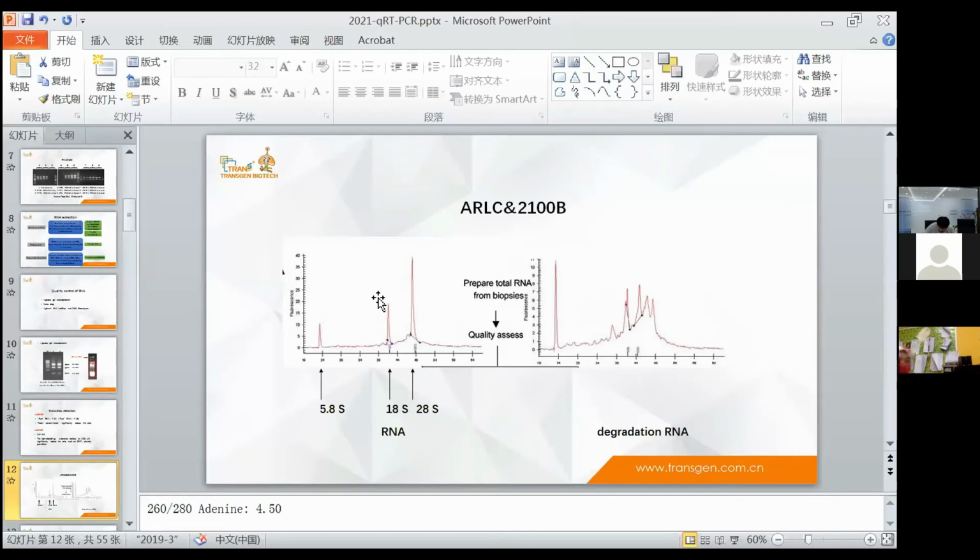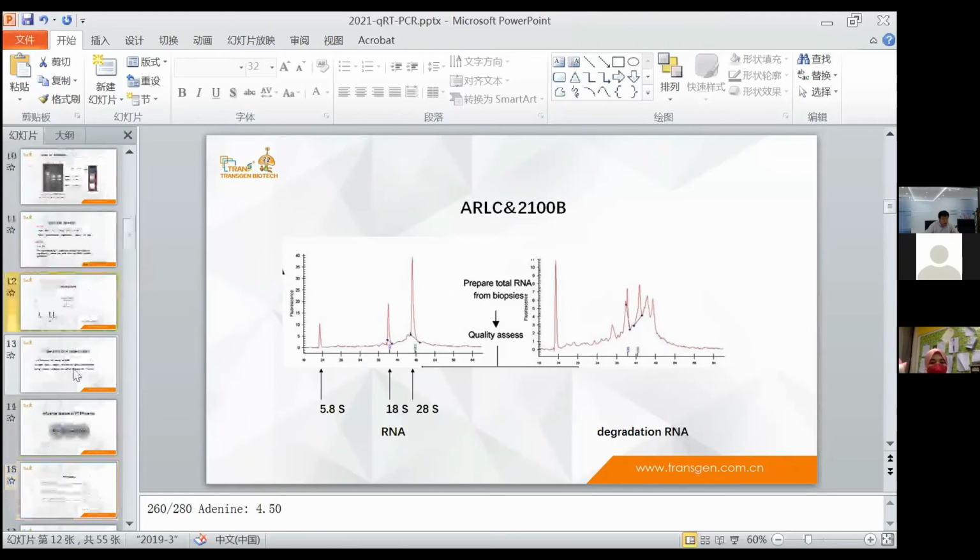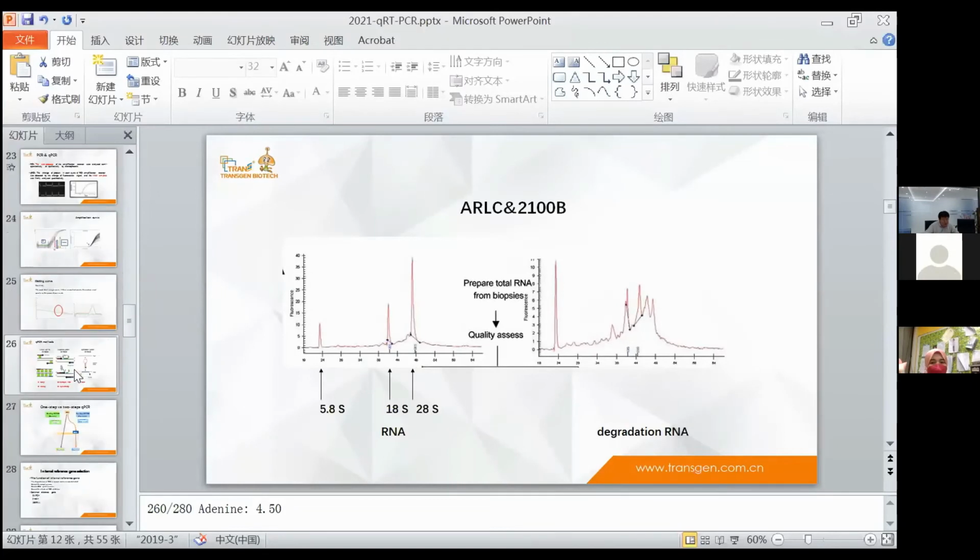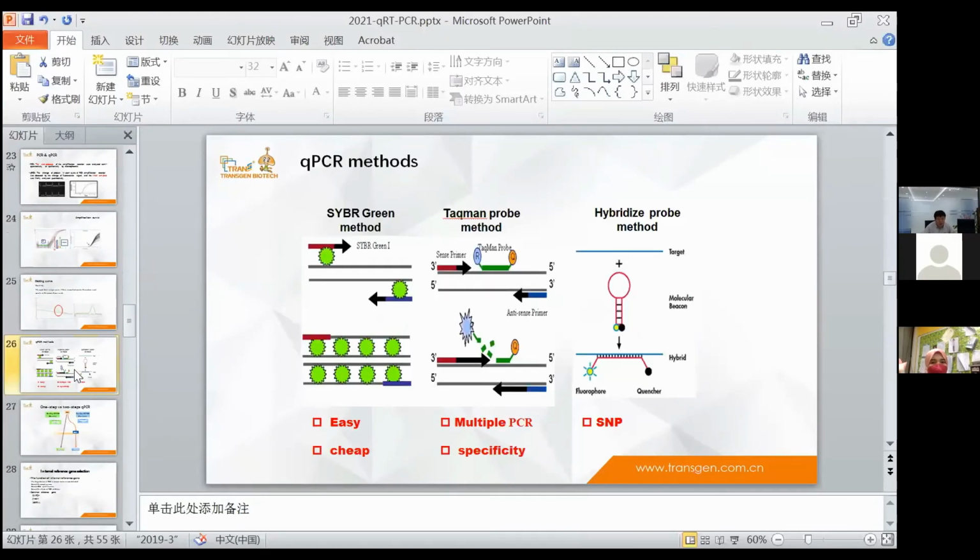The next question, what's the difference between TaqMan probe method and the hybridized probe method? Okay, here, the basic difference between the TaqMan probe method and the hybridized probe method is the length of the probe. Usually the TaqMan probe here is just maybe 20 to 30, maybe a little less than this length. And the hybridized probe usually gives nearly 60 to 70 bp about the whole probe.